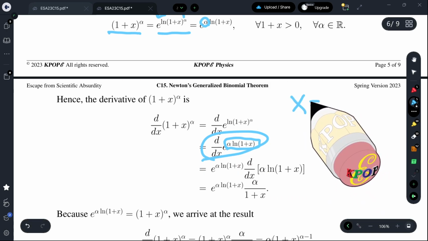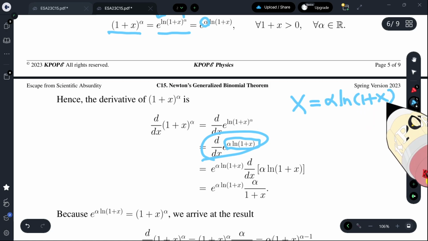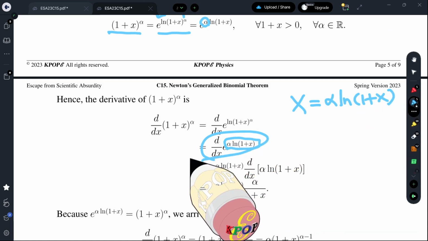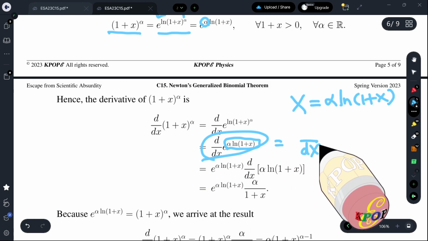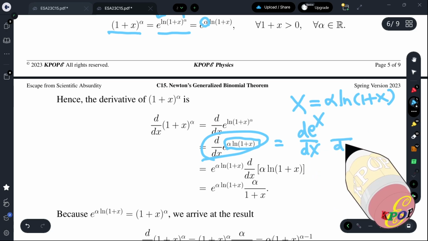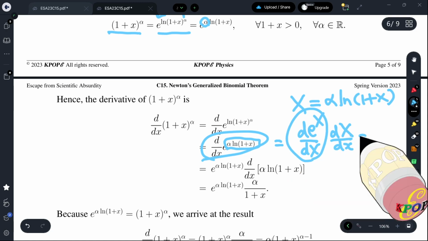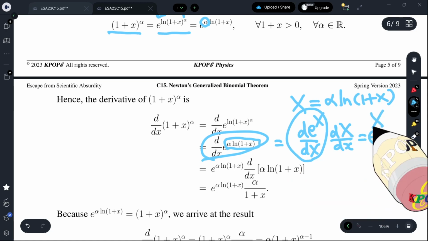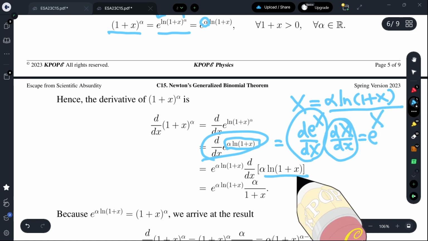Replace this one to be alpha log 1 plus x. Okay, this is the capital X, the exponential capital X, and this is small x, and this is itself exponential capital X. And what's that? Derivative of this. So here.